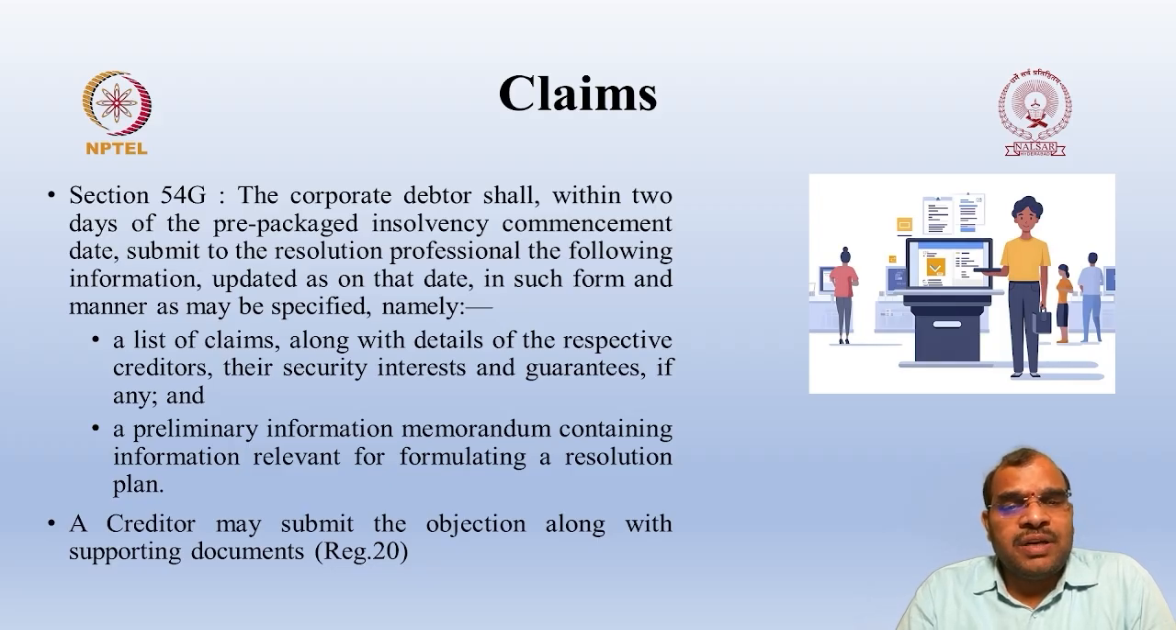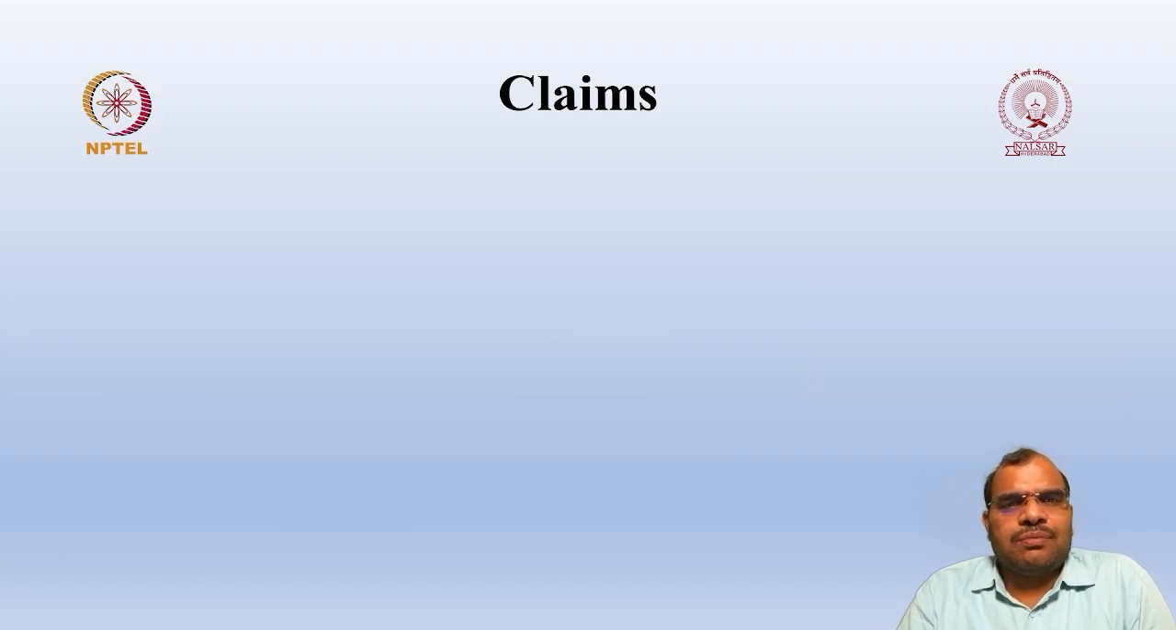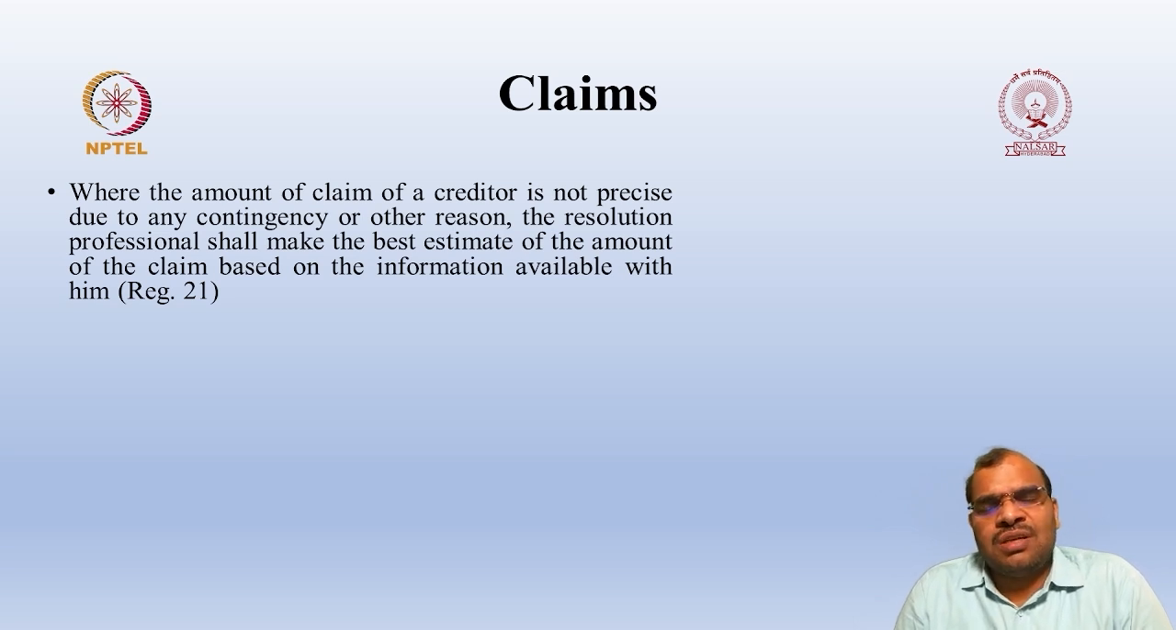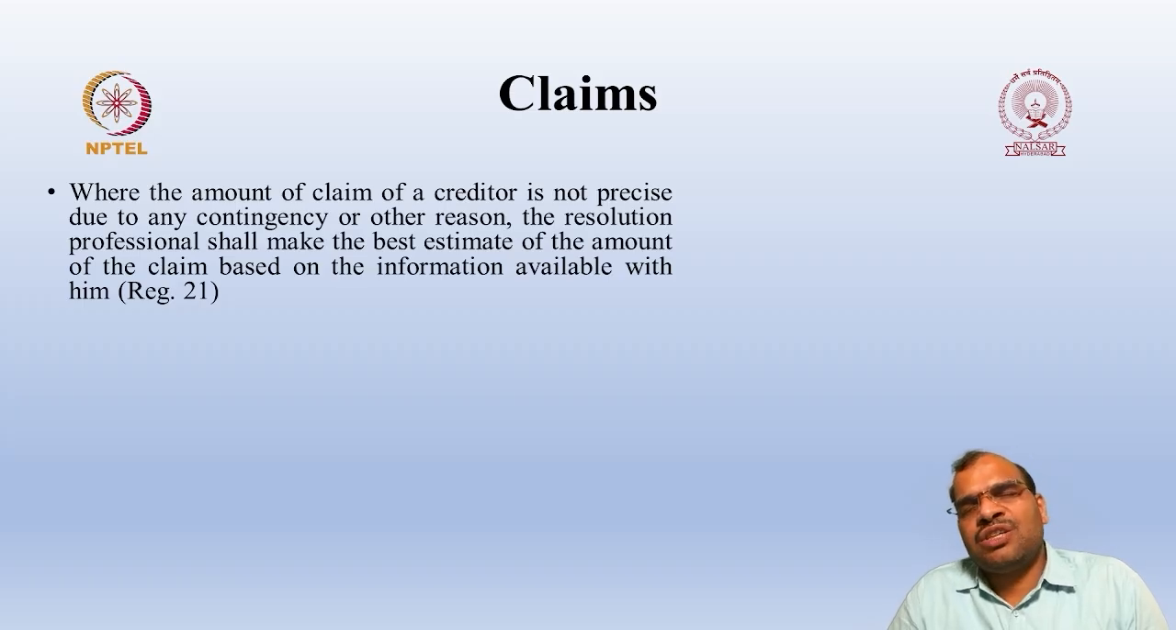Then a creditor may submit an objection. There is an option for the creditor under regulation 20. A creditor may submit the objection along with the supporting documents, that is, invoices, etc., and he may submit the claims. Then where the amount of the claim of a creditor is not precise, possibly because he is unable to decide the exact amount due to some contingencies, in such cases the resolution professional is expected to make an estimation based on the transaction. He is going to admit the claim according to the estimation made by him.